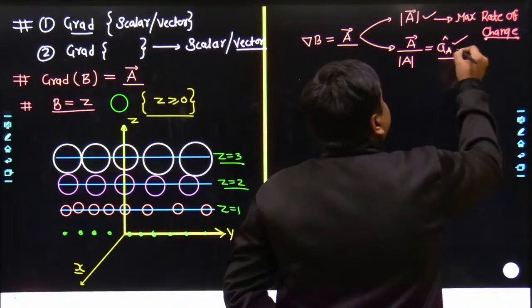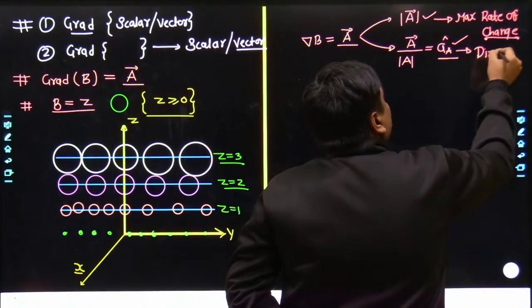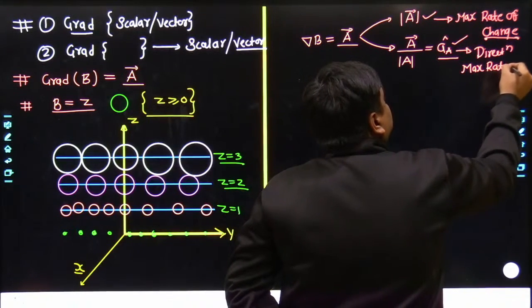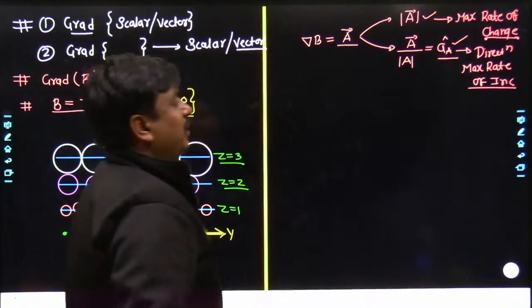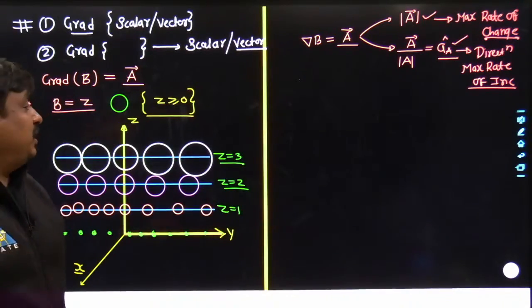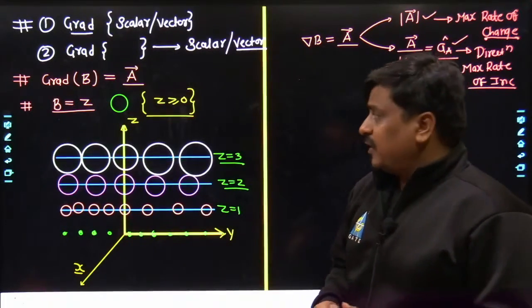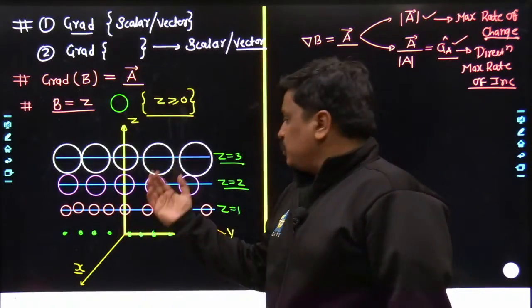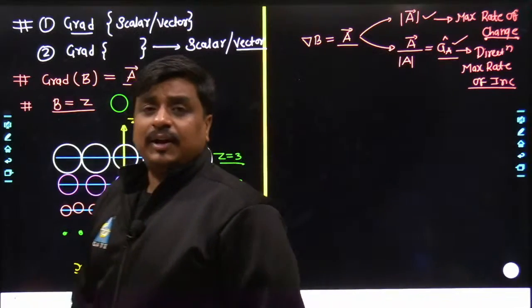And similarly here, the direction would always be in the direction of maximum rate of increment. That means the direction in which the maximum rate of increment in a scalar field takes place. Now I would like to ask each one of you, the scalar field which I have taken for reference is V equals Z. Which path do I have to take to get the maximum rate of increment?